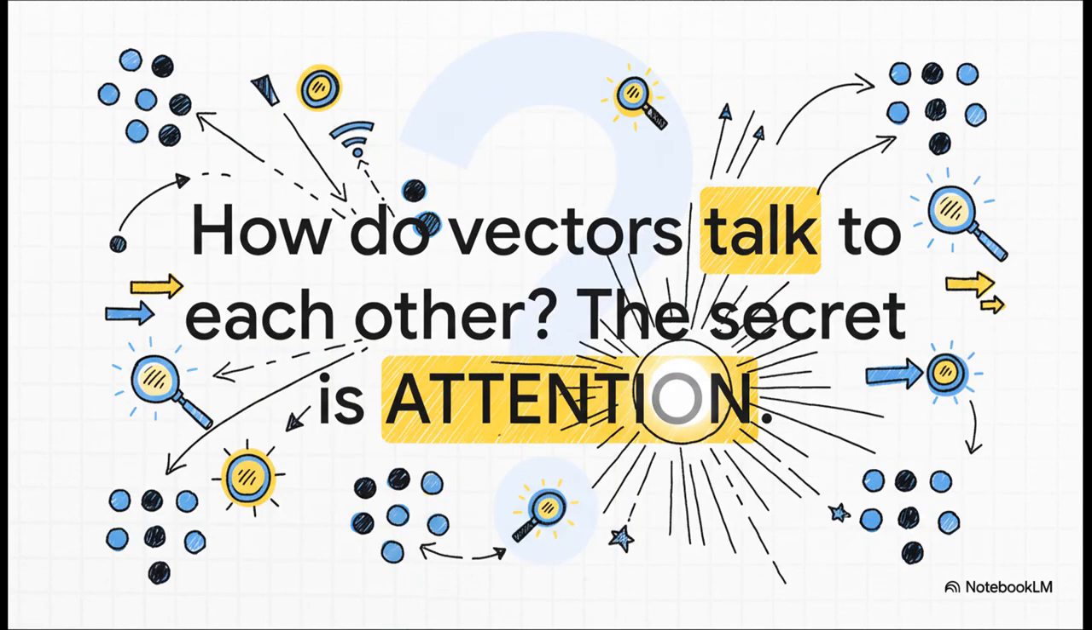But that leaves one giant question hanging, doesn't it? We keep saying the vectors soak up context, but how? How do they actually talk to each other? How does the model decide which other words in the sentence are the important ones to pay attention to? Well, the secret, the real magic behind the transformer, is a mechanism called attention. And that's the revolutionary idea we're going to dive into next time.